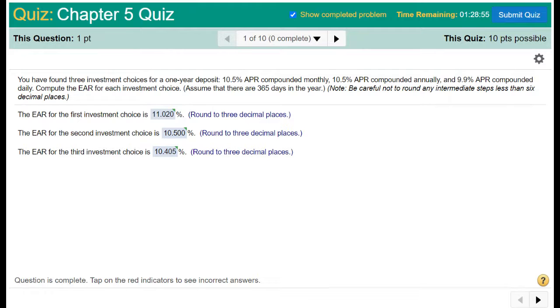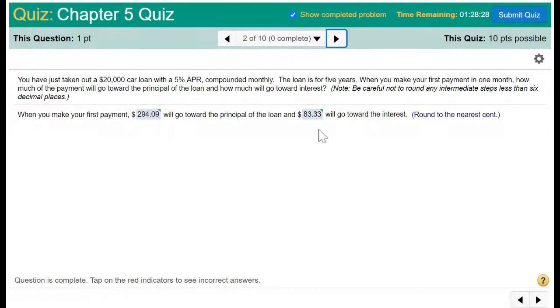This one, you say 0.099. You move the decimal place 2 places and put a 0 in front of it. 0.099 divided by 365, plus 1, the exponent of 365, minus 1, and you come out to this. Okay, let me drive.